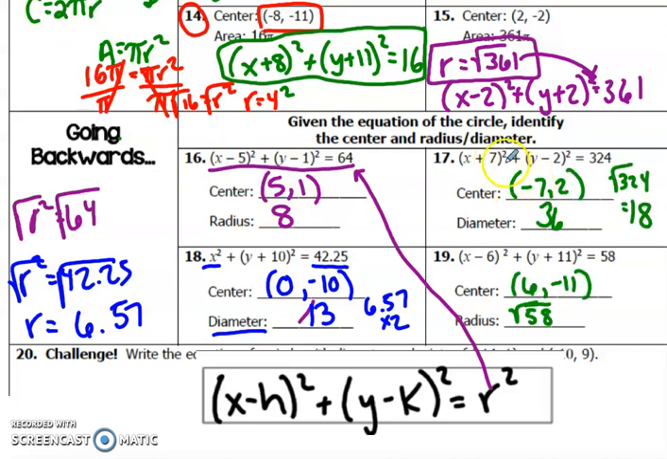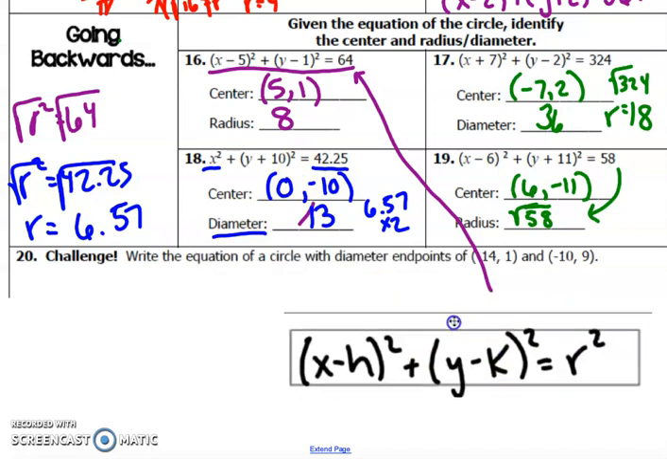All right, so center again, change your signs. The square root of 324 is 18, and so that's going to be your radius, but if it wants the diameter, it wants the whole way across, so 18 and 18 would be 36, or 18 times 2. For here, you can just leave it as the square root of 58, since it is not a nice number, and the center will be a positive 6 and a negative 11. Okay?